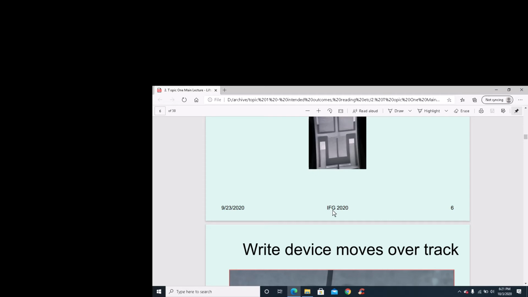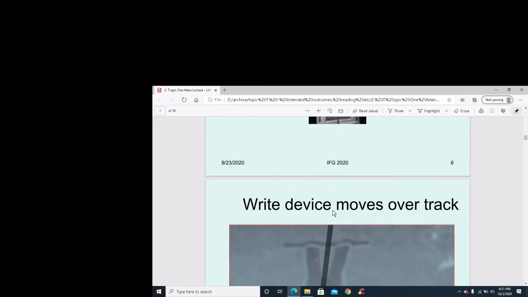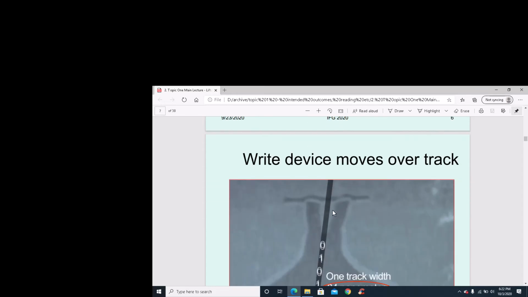the hardware needed to write data to a hard disk. Okay, so the write device that I've just shown you moves over the track. Here it is. Do you recognise this shape? Okay, and this is the track.